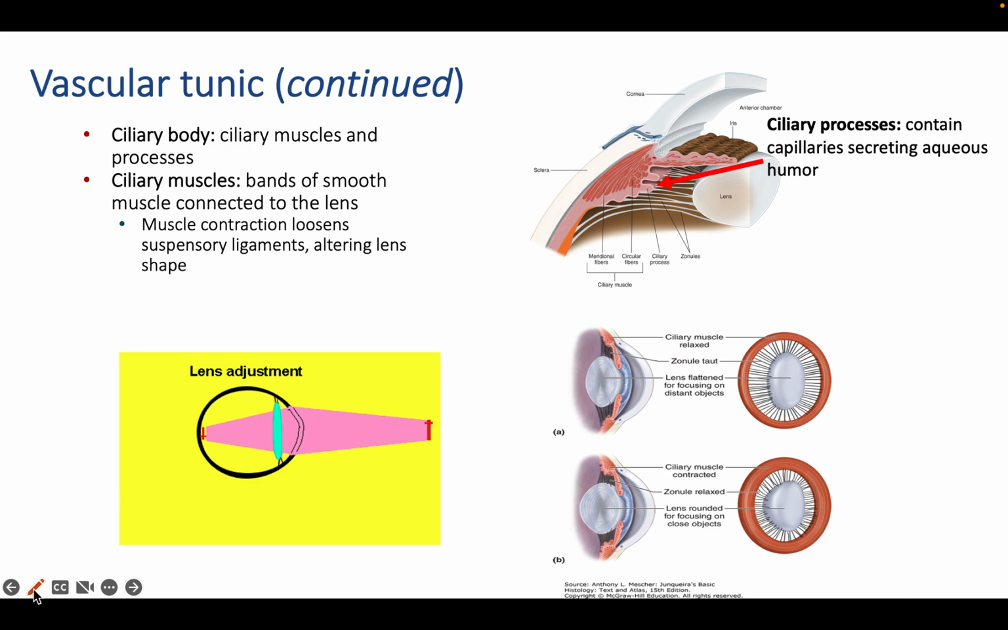Okay, so as these ciliary muscles contract, they pull or loosen on those suspensory ligaments. That changes the shape of the lens, and that allows us to see things up close or see things far away. You can see in this image, the ciliary muscle is relaxed. These zonular fibers or suspensory ligaments are tight or taut, and that causes the lens to flatten or become more straight, and this helps us see things at a distance. Likewise, when the muscle is contracted, the zonular fibers or suspensory ligaments are very loose, and when they're loose, the lens is more rounded, and we can see things up close. Okay.